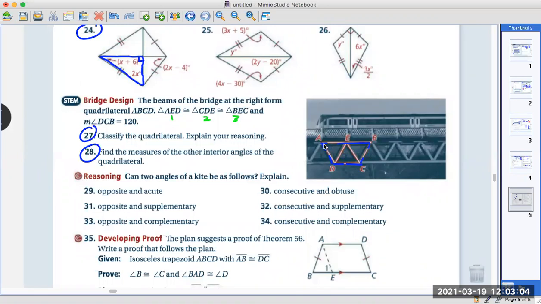I'm going to use green. That looks really good on black. They're giving you one angle, and it says measure angle DCB is 120. DCB. So this angle is 120. Find the measure of the other interior angles. So you have to find this one, and this one. Okay, classify the quadrilateral means name it. What kind of shape is it? And why?